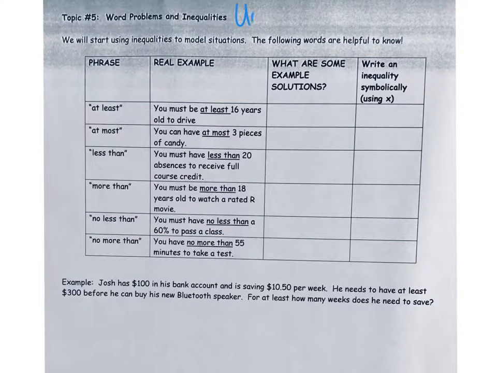This is a Unit 2A, Topic 5 video talking about word problems and inequalities. Our focus today is on what happens when you see these phrases in a word problem. What do they mean? These are easiest to think about if you think about what values would make them true. So in our first example, it says you must be at least 16 years old.